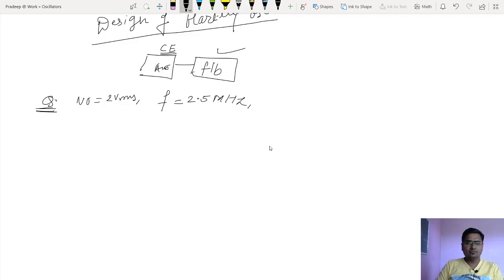Mega means 10 raised to 6. What else have they given? I think they have given the transistor data, that is HFE equals, let me check, 330. After that HIE is also given, it is 4.5 kilo ohm. The output voltage and the frequency, HFE, HIE, that's the transistor data they have specified. Now first, keep some space to draw the circuit diagram.